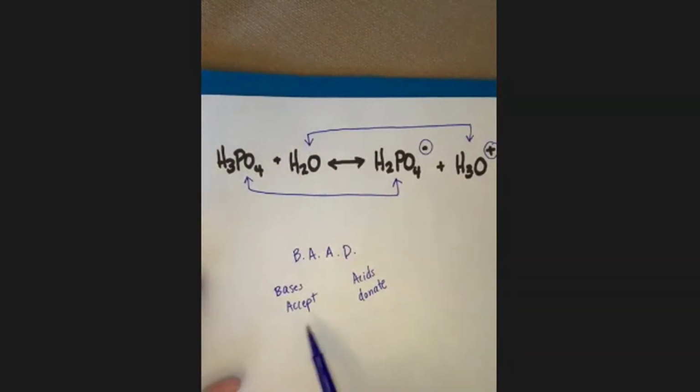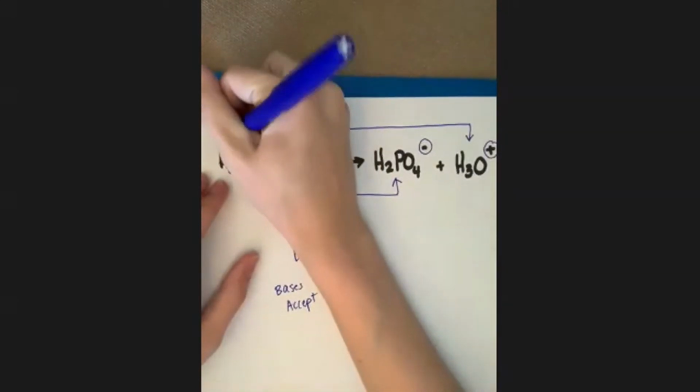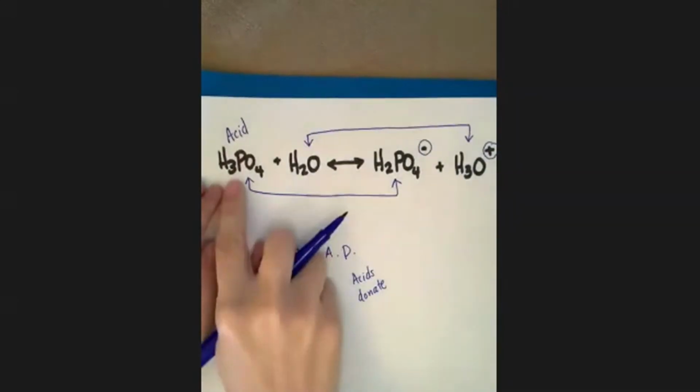So now if I look down here, it looks like if I lost one, that means that this must be the acid, okay? Admit somebody, okay? So this is the acid right here, and I know that because it clearly gave one away.